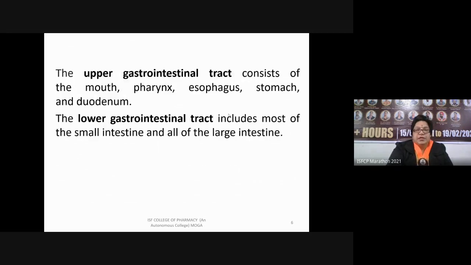What is composed of the upper GIT, or gastrointestinal tract? It consists of the mouth, the pharynx, the esophagus, the stomach, and the duodenum. After the duodenum, the food leaves and goes into the intestines. So the lower gastrointestinal tract includes most of the small intestine and all the large intestine.